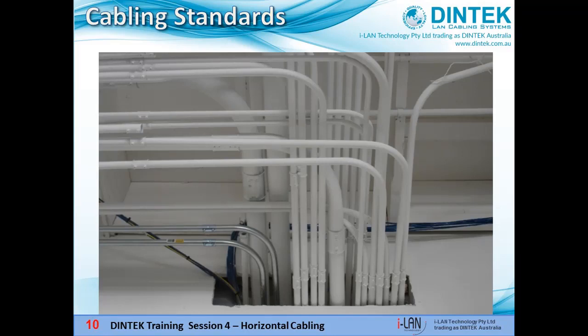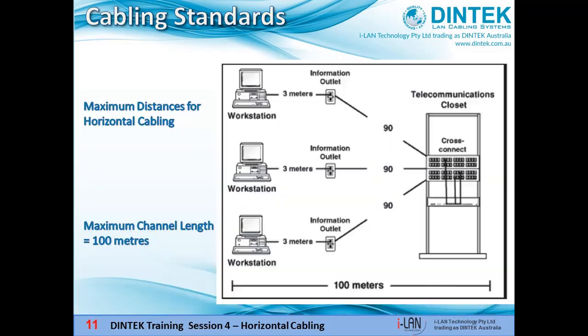No section of conduit can be longer than 30 metres or contain more than 2 90-degree bends between pull points or pull boxes. The reason for that is it'll then require too much force to pull the cable through it, which can damage the cable and reduce its performance capabilities.